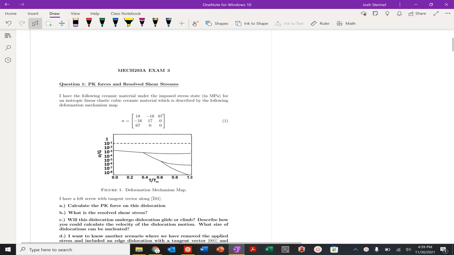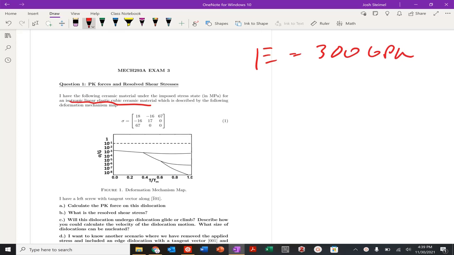And we are back with our exam 3 practice problem 1. So PK forces, resolve shear stresses. I have the following ceramic material under an applied stress state in MPa, an isotropic linear elastic cubic ceramic material. My Young's modulus is equal to 300 GPa. My nu is equal to 0.2.